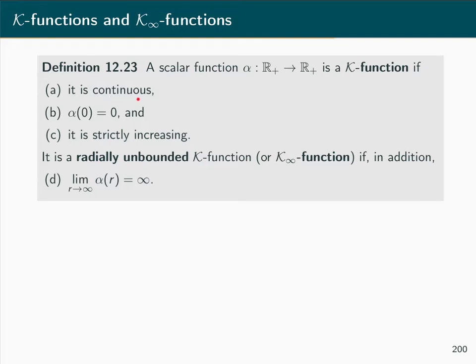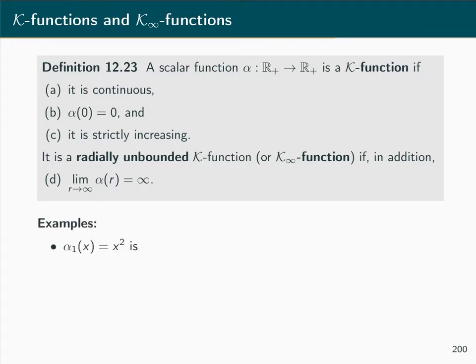A, it has to be continuous. B, the function value at 0 has to be equal to 0. And C, it has to be strictly increasing. A k-function is called a k-infinity function if it is, in addition, radially unbounded, meaning that the limit of alpha of r as r goes to infinity has to be equal to infinity.